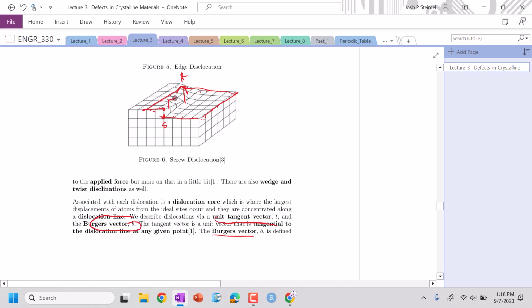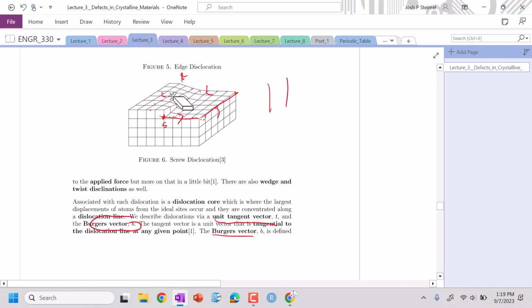This was my start. This was my finish. Right-hand circuit. And you can draw directions that go like this. My Burgers vector, start to finish, is parallel. So I know that's a right-hand screw.